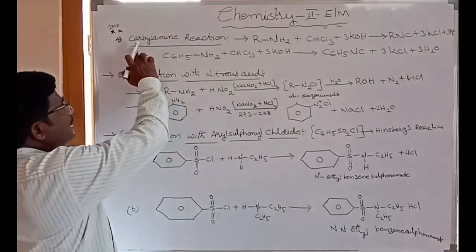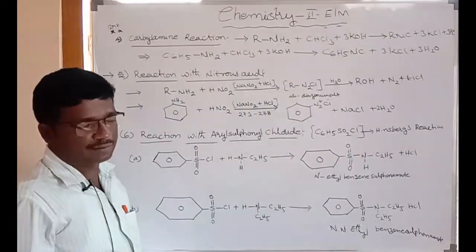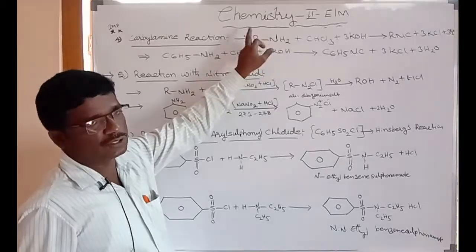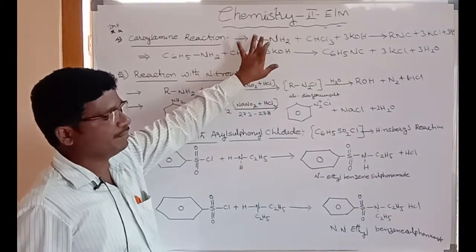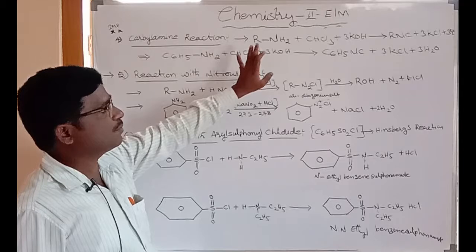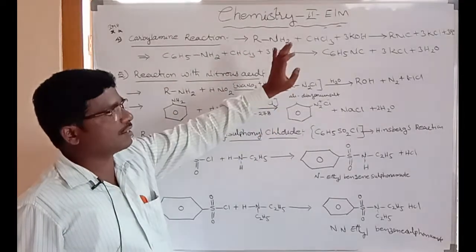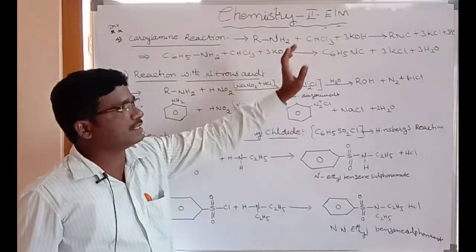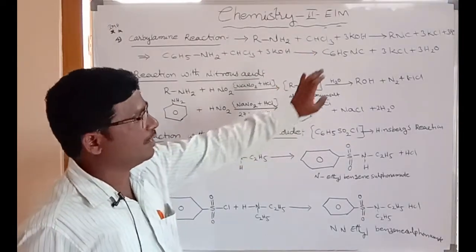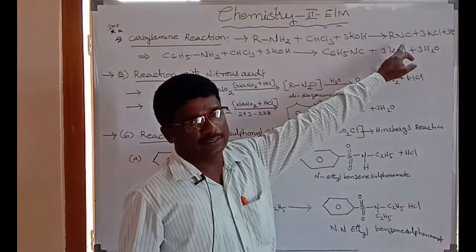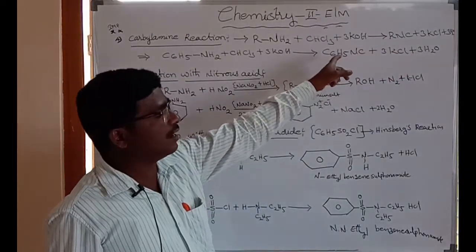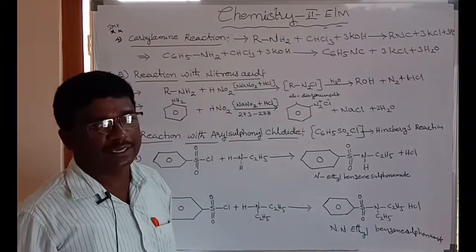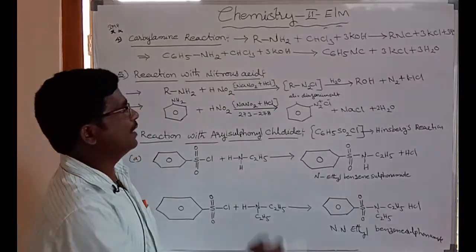Now we discuss the carbylamine reaction, or phenyl isocyanate test. Here is R-NH2, which is an aliphatic primary amine. Aliphatic or aromatic primary amines, when treated with chloroform and ethanolic potassium hydroxide, form alkyl isocyanides. This is known as the carbylamine reaction.